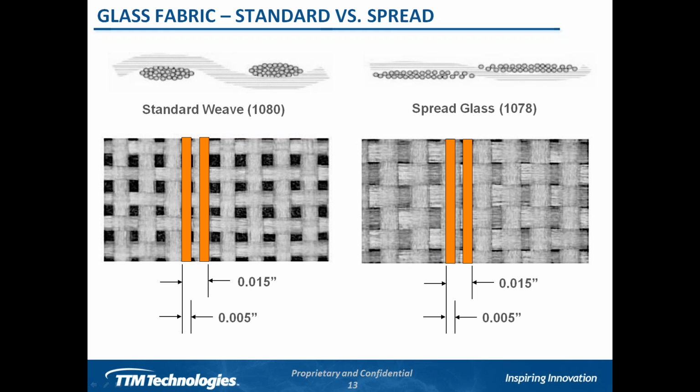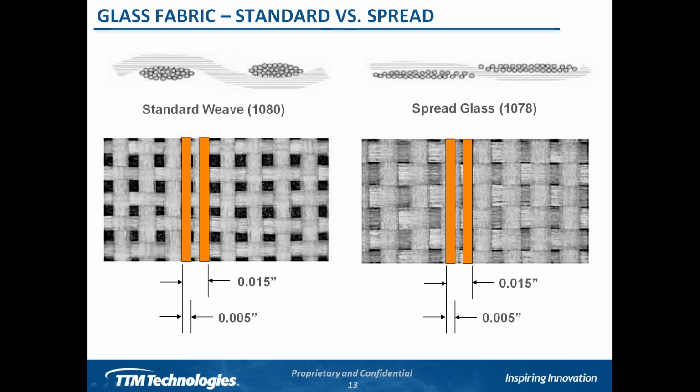So the picture on the left shows a standard weave 1080, which has a lot of gaps between it, and the picture on the right shows a 1078, what we call a spread glass weave. That is, in this case, it's mechanically flattened in order to remove the gaps between the bundles.